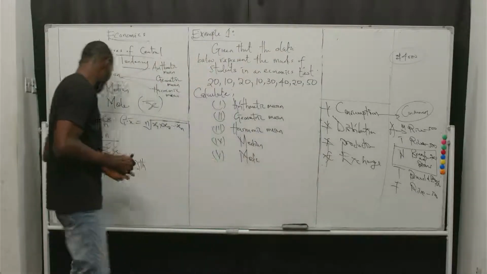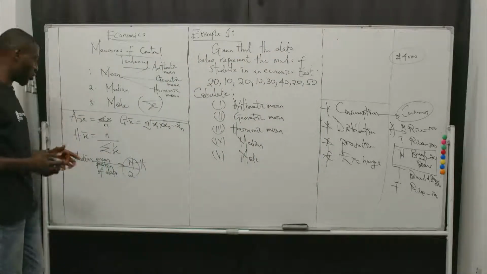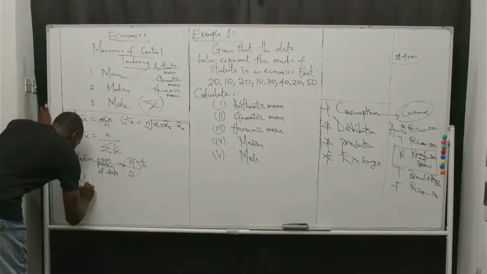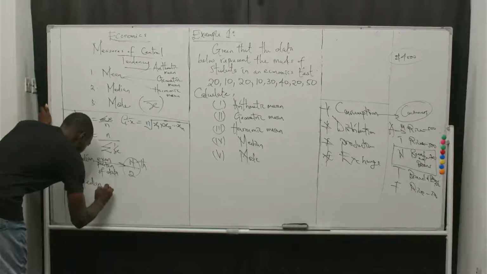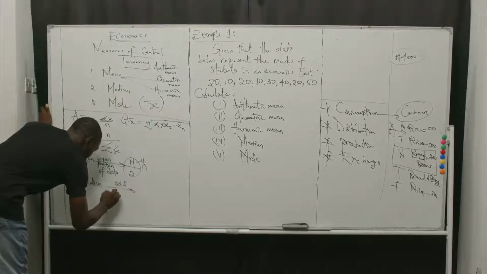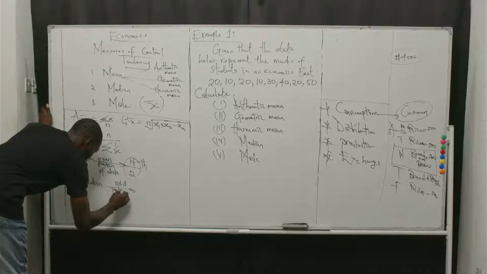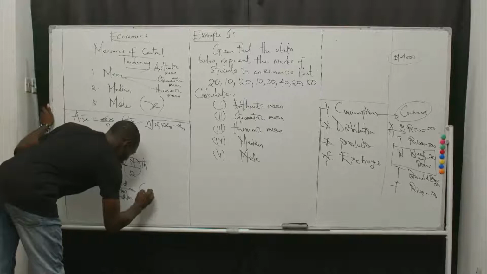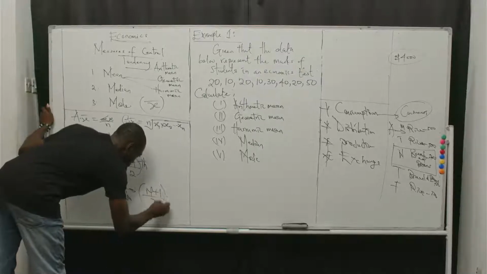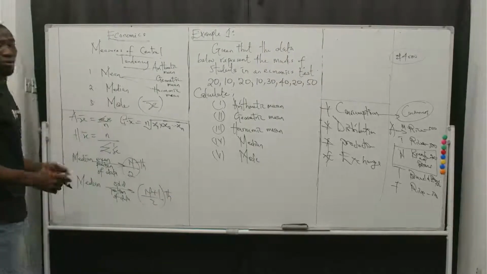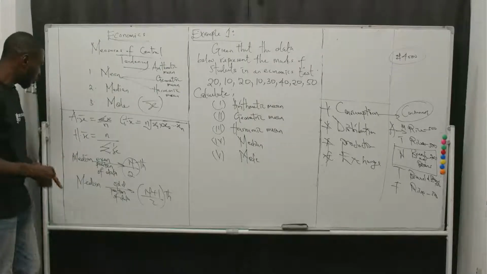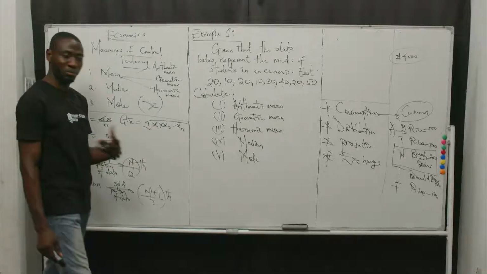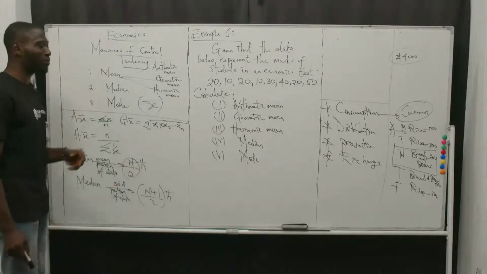All right? Now, what if I have odd? For odd, I will come here. For the median of an odd position of data, my formula will be n plus 1 over 2, then th. That's all. Very simple. So this is how I get my odd position, and this is how I get my even position. Now, how do I get my mode?